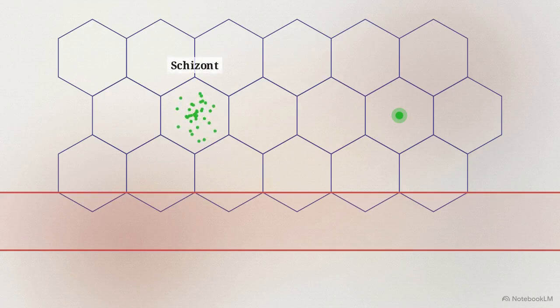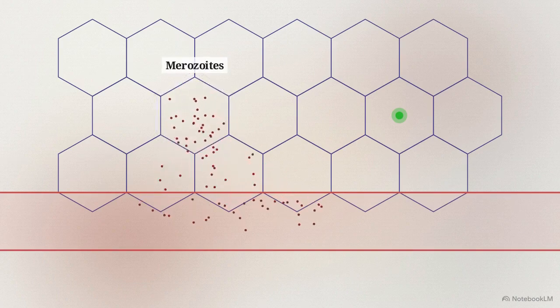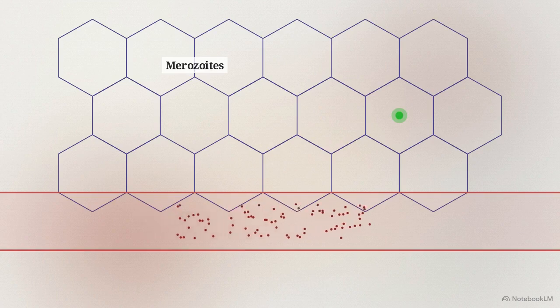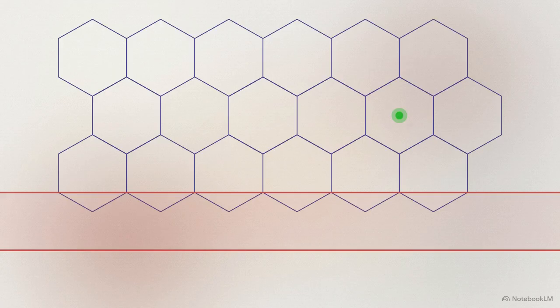The sporozoite multiplies into a structure called a schizont, eventually bursting the liver cell wall to release a massive swarm of new parasites, called merozoites, back into the bloodstream. There is a critical biological exception to this standard cycle.